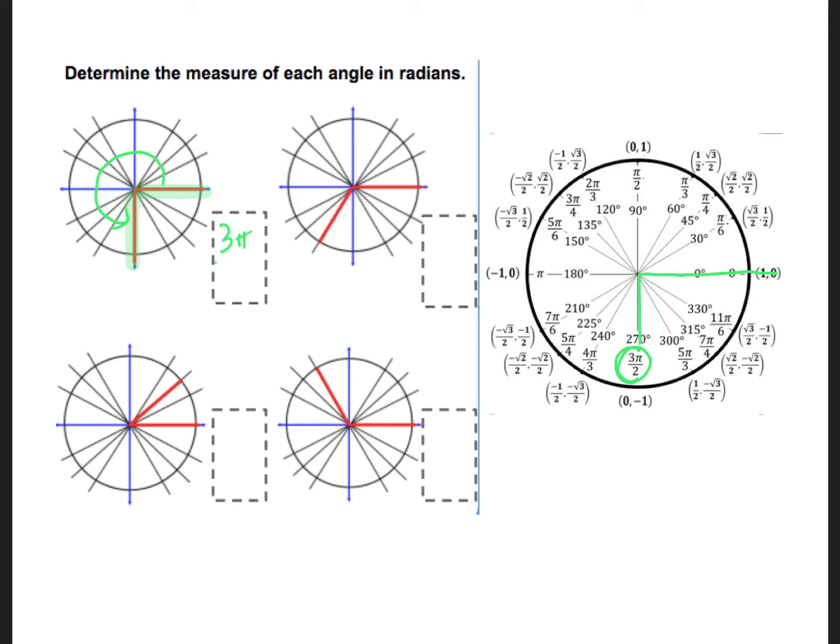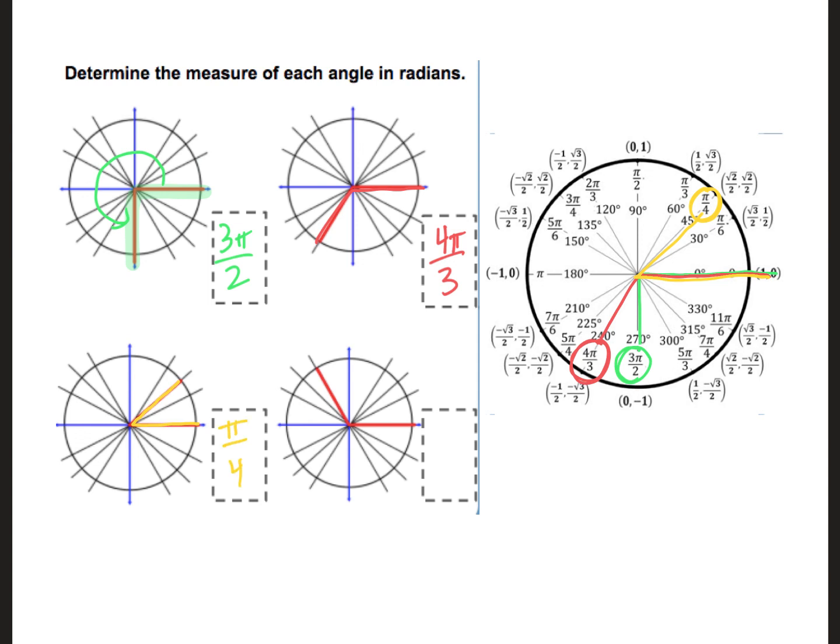You should have a drag and drop, so you can just go ahead and drag it and drop it. My next angle, we'll go ahead and do it in red since it's already in red, is this one here. If I draw that on my unit circle, my radian measure is 4 pi over 3. All right, let's do the next one in yellow. Again, if I draw that on my circle, we're looking right here at pi over 4.